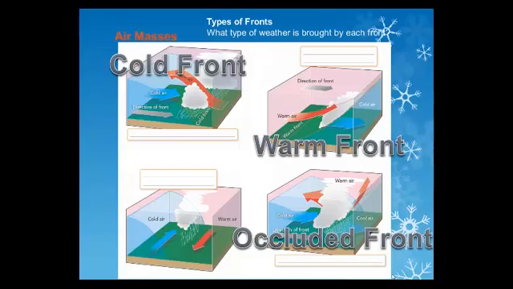What type of front occurs where 2 air masses move horizontally to one another and the front line does not move? A stationary front, all right? We want to now look at what type of weather is associated with each of these fronts.